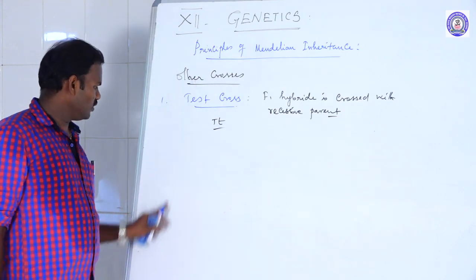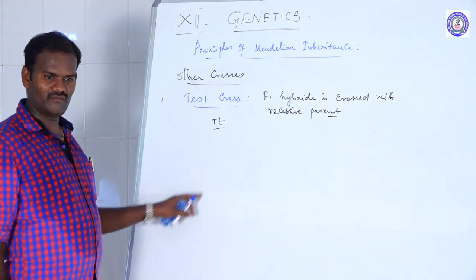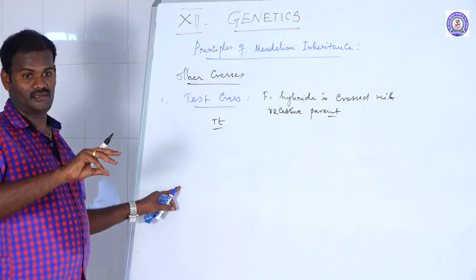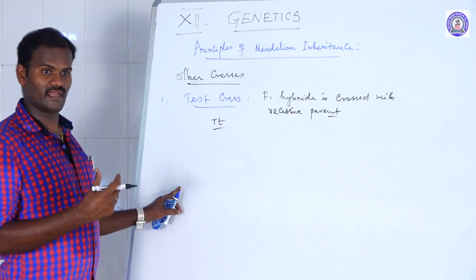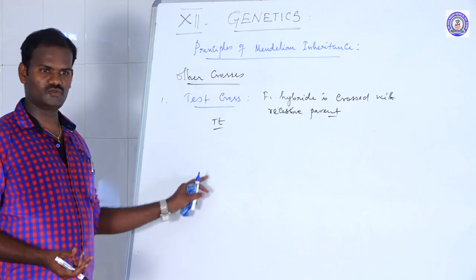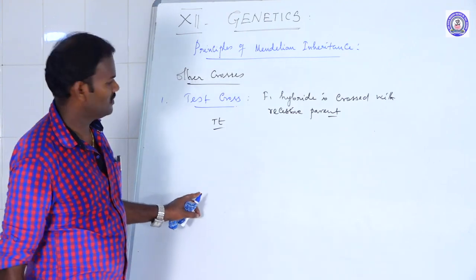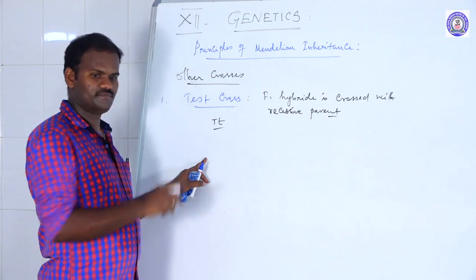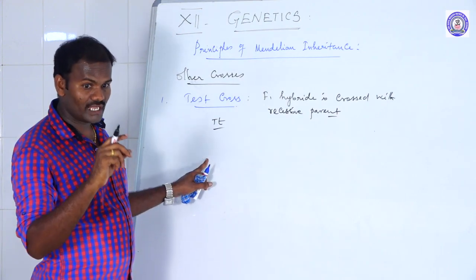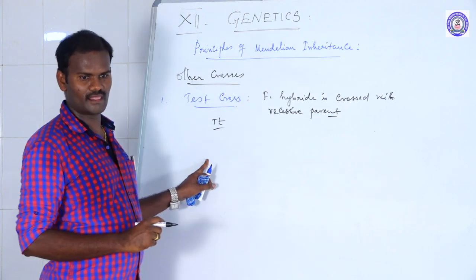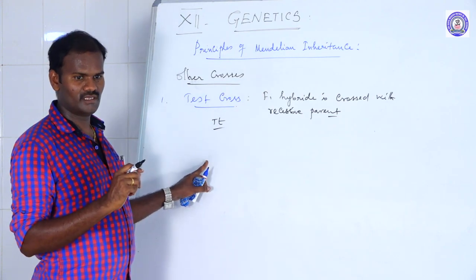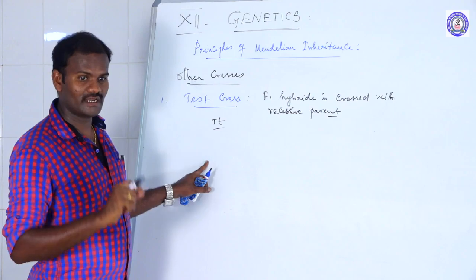If you look at the Punnett square, we can easily calculate the phenotypic ratio. We can easily calculate it: 1 is to 2, 1 is to 1, 3 is to 1. But if you took the genotype of the dominant characters, we can't predict the genotype of the dominant.